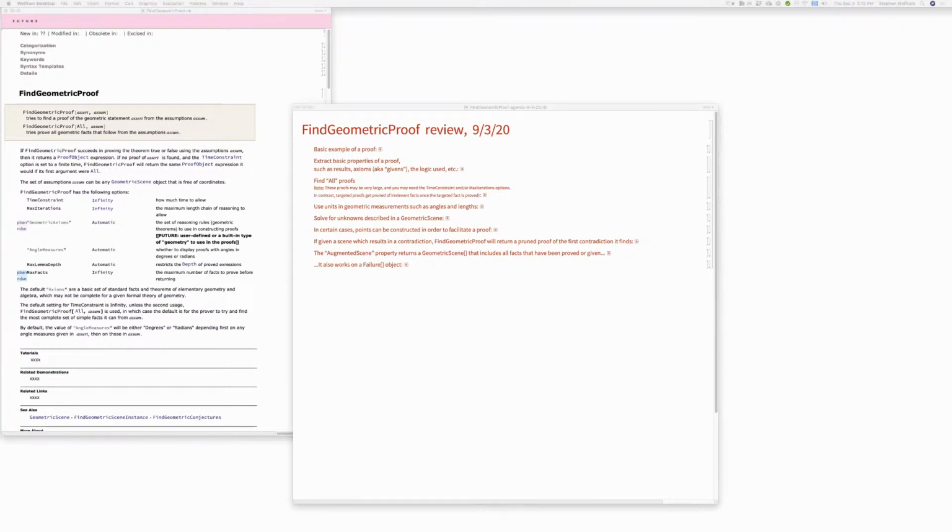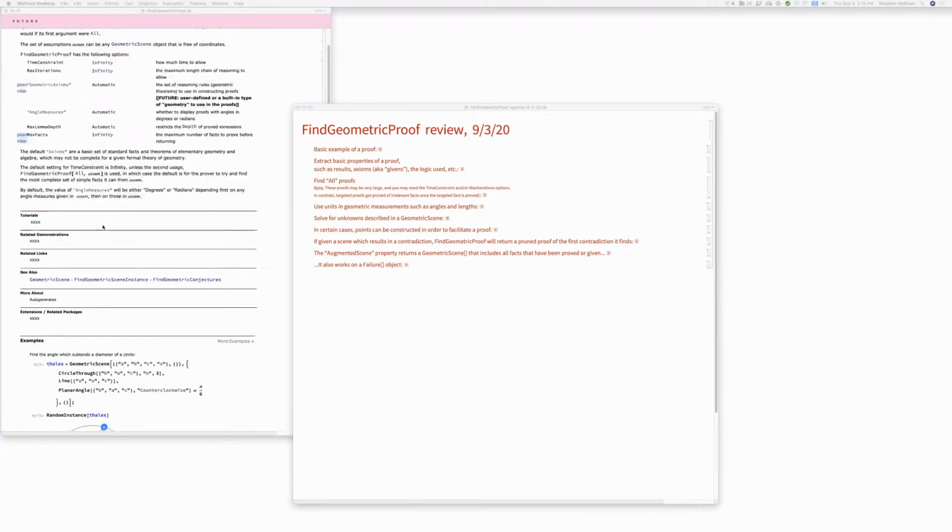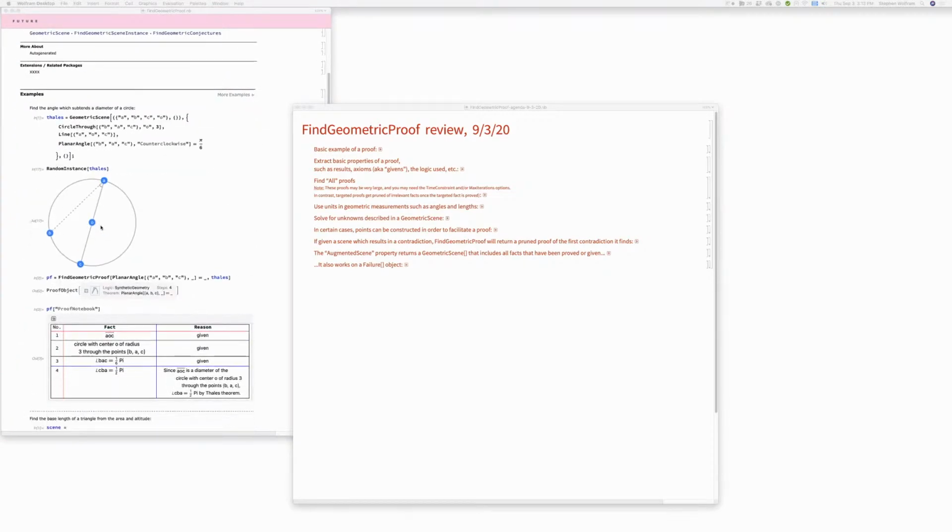Okay, for people joining this live stream, we are looking at FindGeometricProof, a new capability for 12.2 for generating proof structures from geometric scenes. My first question here is, how does this correspond to FindEquationalProof? Well, obviously, the logical system is quite different, but I think the argument structure we attempted to model on that.